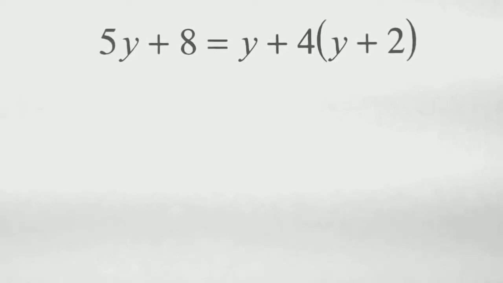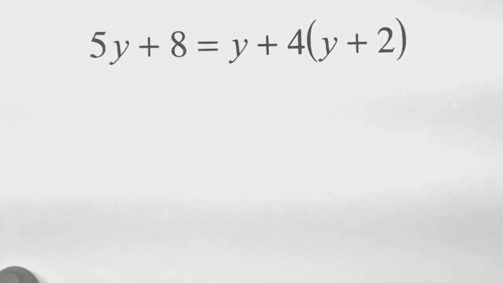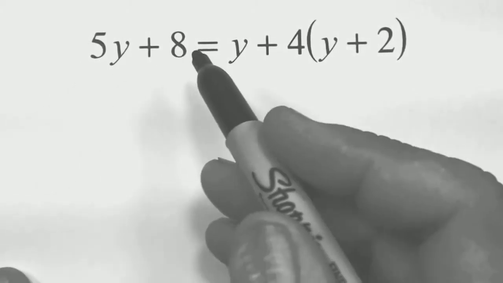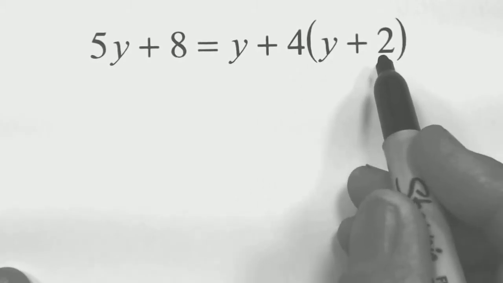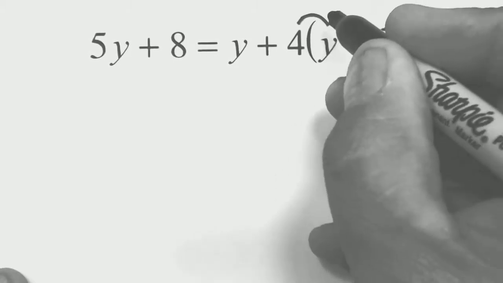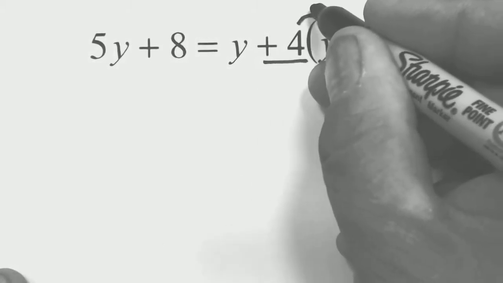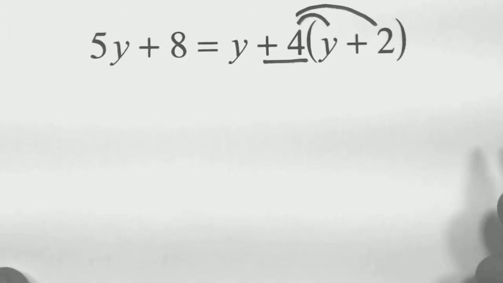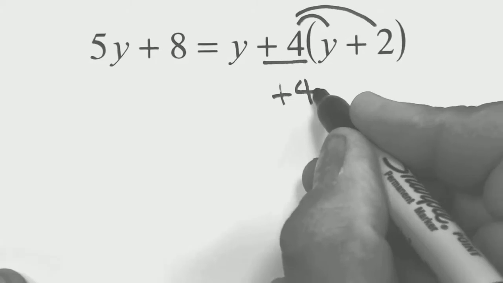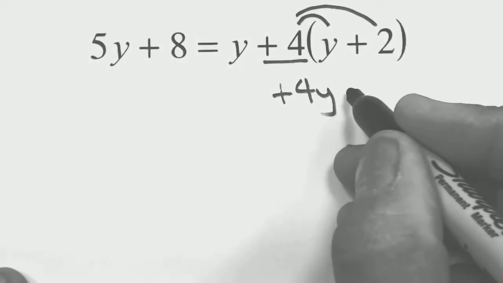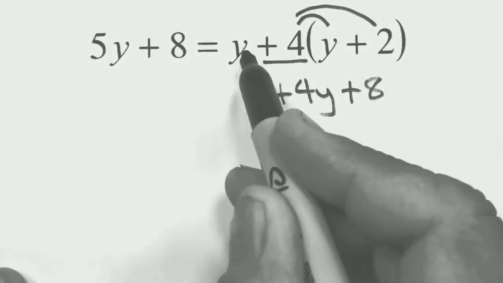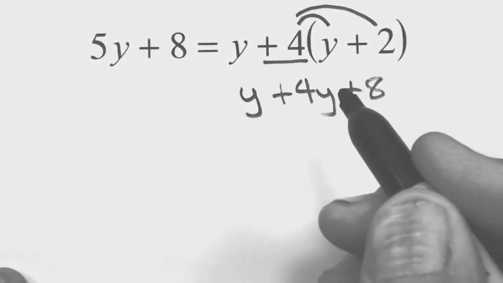Okay, well, a little bit more involved in this one. Notice on the left side here, we don't have any parentheses to get rid of. On the right side over here, we do have some parentheses to get rid of, so we're going to use the distributive law and distribute this plus 4 into both of these guys inside. So I have plus 4 times y, which is plus 4y, plus 4 times plus 2, which is plus 8. Don't forget now, there was also this single y on the left, so you've got to write him in here.